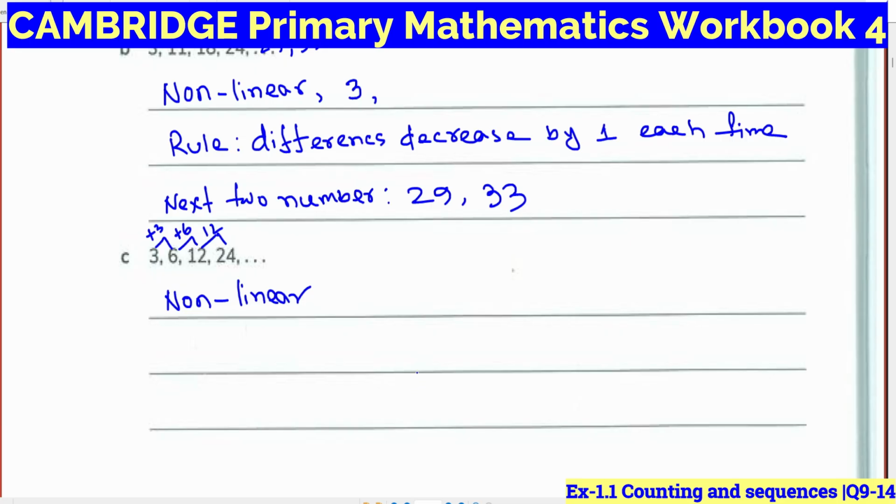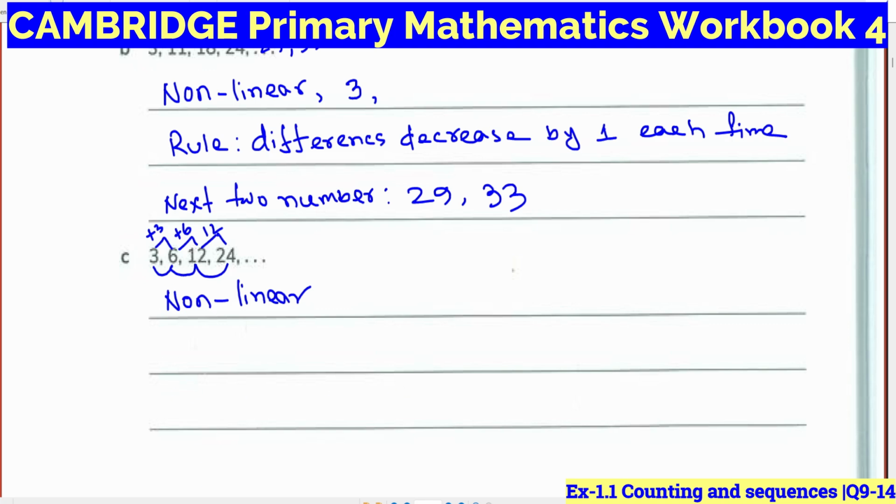Difference is what? Each time double. Or we can say 3 doubles to 6, 6 doubles to 12, 12 doubles to 24. So what do you think? Is it linear? No, it's not linear. Linear should be the difference is the same.